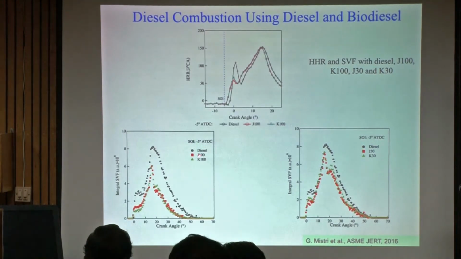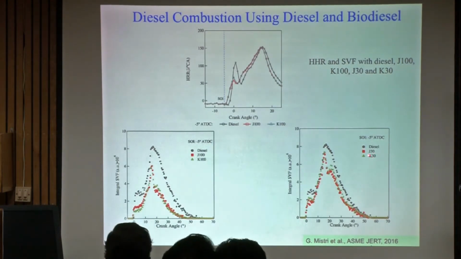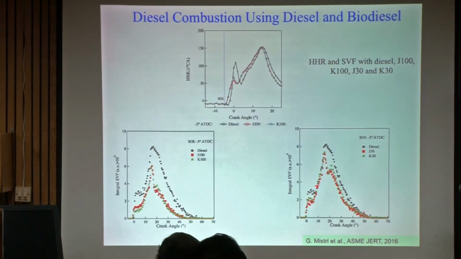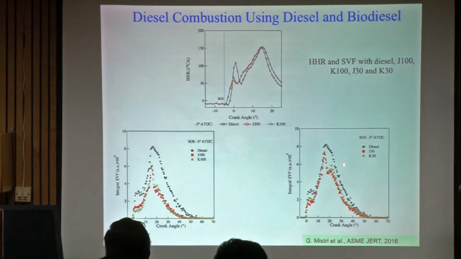So this is for J100 and K100 soot property. This is for J30 and K30. So now it's 70% diesel and 30% biodiesel. Now you see all these curves move up. So that provides evidence that with biodiesel you have less soot.